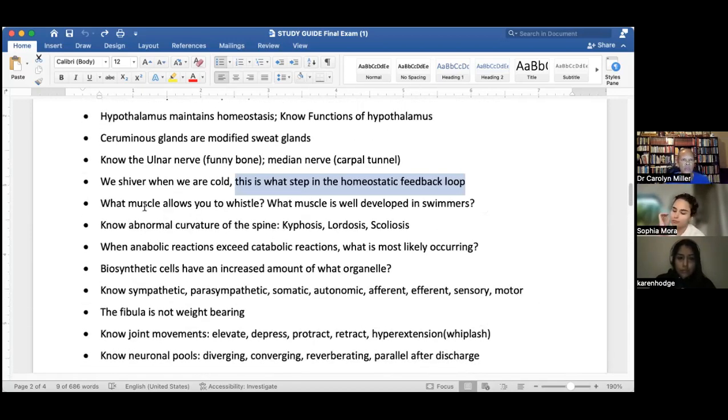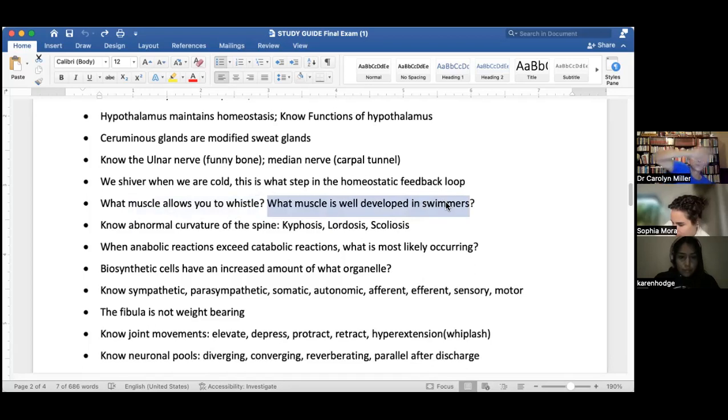What muscle allows you to whistle? It is the buccinator muscle. That is the muscle that allows you to keep food between your teeth when you're chewing. We've got the masseter, which is the main muscle for mastication, chewing. But the buccinator helps you keep food between your teeth for grinding, and that is also the muscle that allows you to whistle.